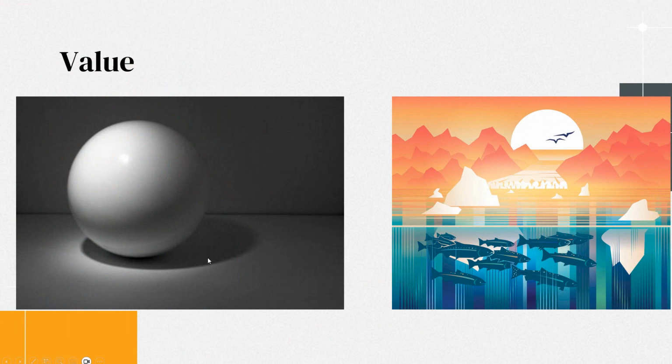So this is value in grayscale. How light and dark the object is gives a sense of 3D dimension. It has a sense of depth. I can see the shades and shadow and the value. Also, value can be applied in color. So I can see here that there's some sort of depth in my design.